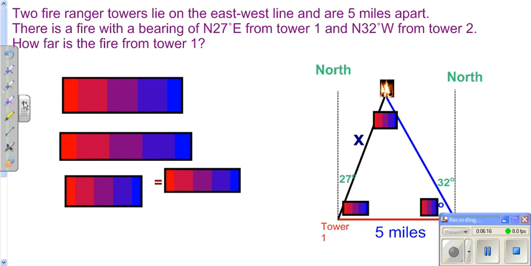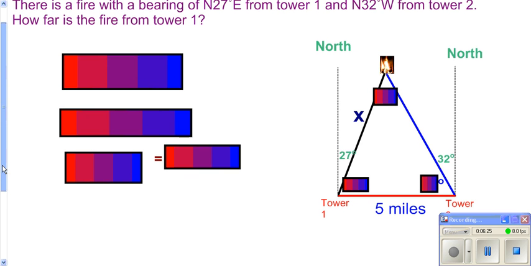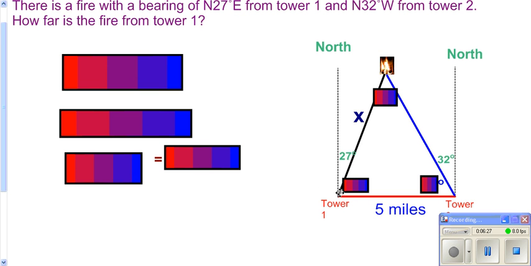Let's go ahead and look at this. We have two ranger stations that are 5 miles apart. We have our first tower and our second tower. Our first tower we know is 27 degrees east of north. So you go straight north, rotate 27 degrees. Our second tower says you go straight north, rotate west 32 degrees. So we go straight north, rotate west 32 degrees.